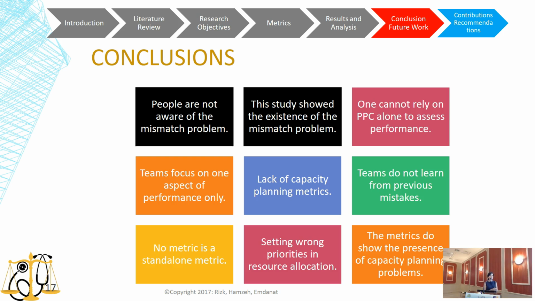This study also showed that there is a lack of capacity planning metrics. Teams do not learn from previous mistakes, and no metric is a standalone metric. Teams are setting wrong priority rules in resource allocation. And finally, the metrics do show the presence of capacity planning problems.